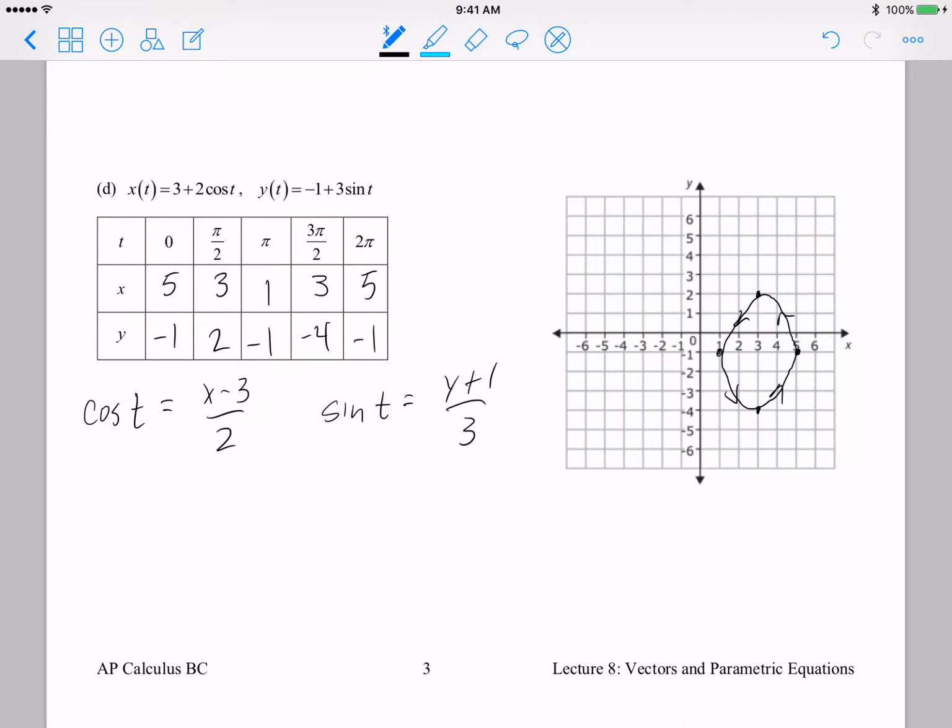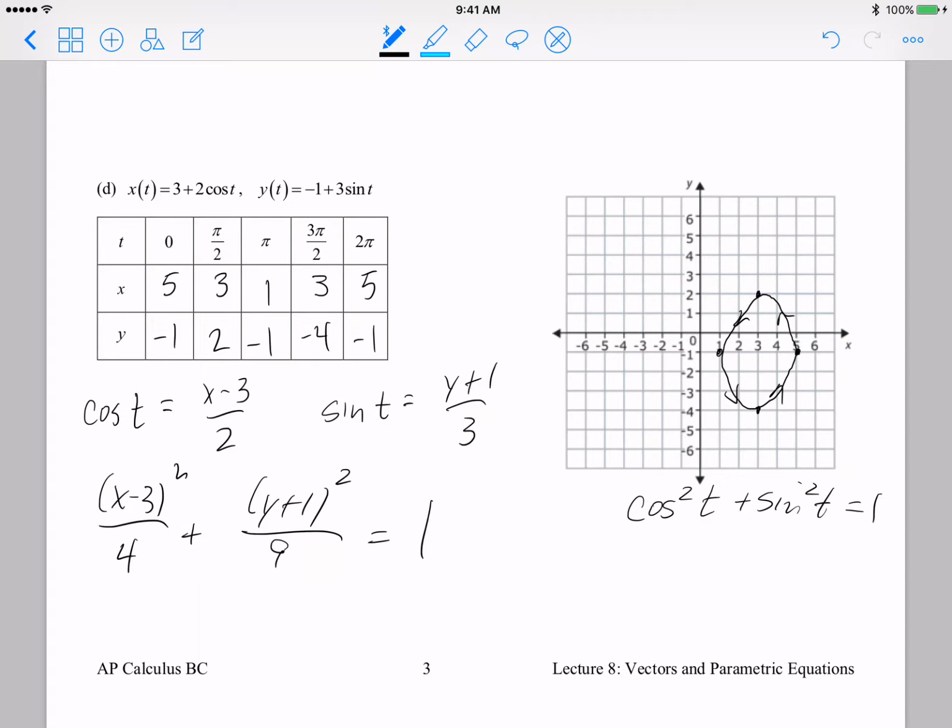Now I'm going to use the trigonometric identity that you should have learned in pre-cal: cosine squared t plus sine squared t is equal to 1. So if I square cosine, that's going to say (x minus 3) squared over 4, plus, if I square sine, that's going to give me (y plus 1) squared over 9, equal to 1.